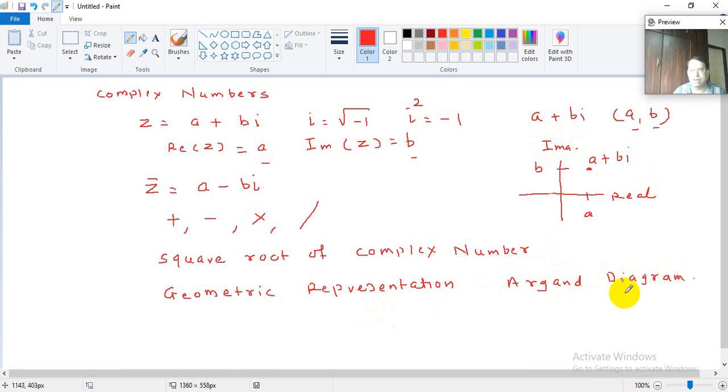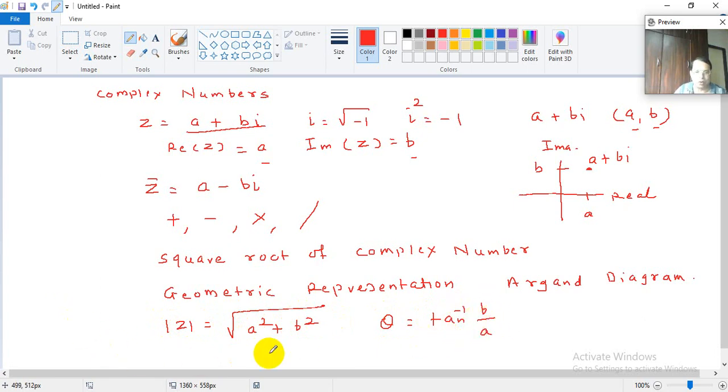This you remember. Okay. Then we studied what is the modulus of a complex number. So if your complex number is z equal to a plus bi, the modulus of z is nothing but root of a square plus b square. And the argument theta is what? It is tan inverse of b upon a. This is r actually, and this is theta. r is the modulus, theta is the argument of the complex number. So all such things we studied.